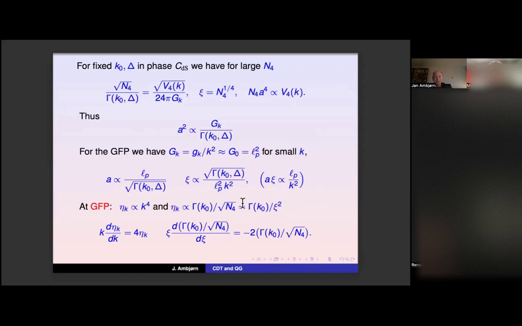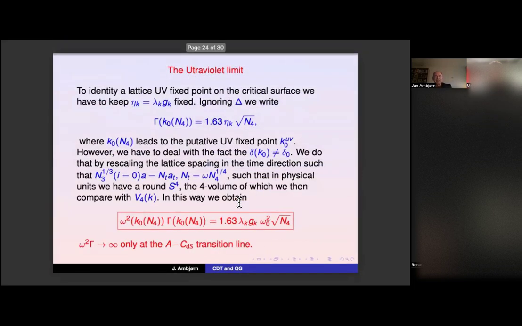So everything is kind of understandable at the Gaussian fixed point. But of course, we are more interested in the ultraviolet fixed point. So let us discuss the ultraviolet limit. There, again appealing to the phi to the 4th theory, let's fix the renormalized coupling constant. I will ignore delta again for notational simplicity. And then we have to have a relation like this.